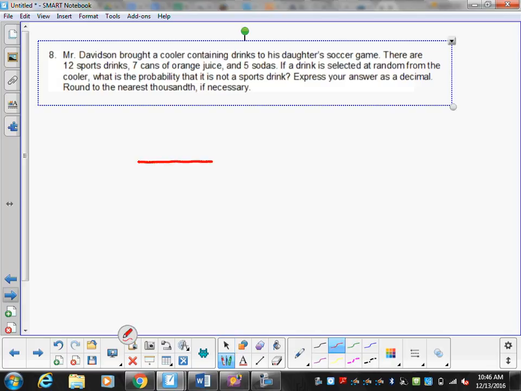Okay, so again, successful outcomes over total outcomes. The total is all these added together. So 12 plus 7 plus 5. So 12 plus 7 is 19, plus 5 is 24. And the success is all of these except we don't want a sports drink. So it's just the 7 and the 5.